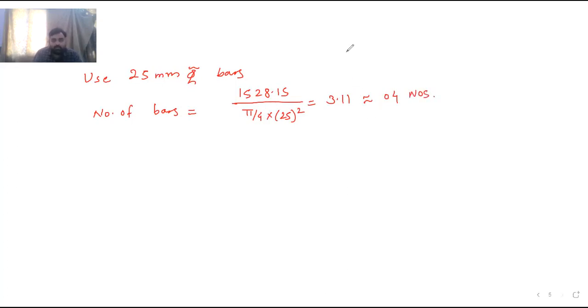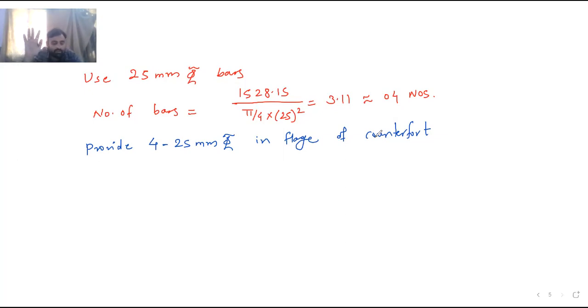So here I will write provide 4 bars of 25 mm diameter in flange of counterfort. Okay, flange means that flat portion, that is called as flange. So in the topmost portion of the flange, that flat inclined portion, where we are going to provide these bars.